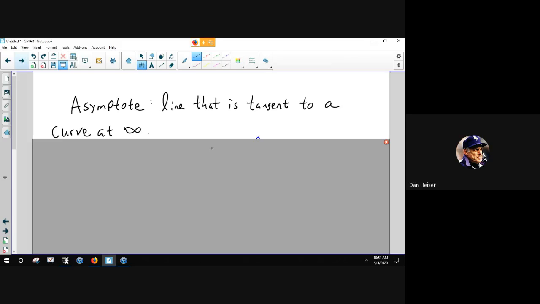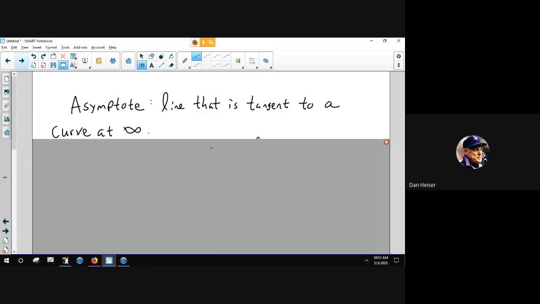Asymptotes have several kind of sort of good definitions. The mathematical definition that's pretty common, though, is it's a line that is tangent to a curve at infinity. Tangent means touch. Back in geometry, you learned about tangent lines, lines that touch a circle at one and only one point. It's a line that does not go into the circle. It hits a point on the circle, but never goes inside the circle. Because a circle has constant curvature, that is possible.